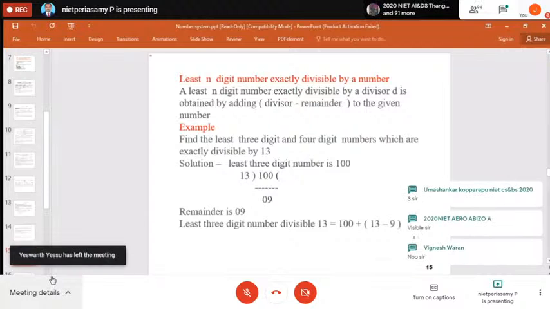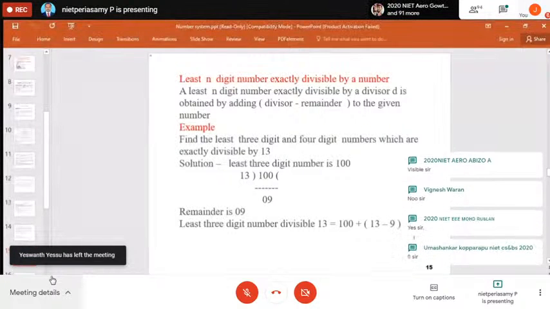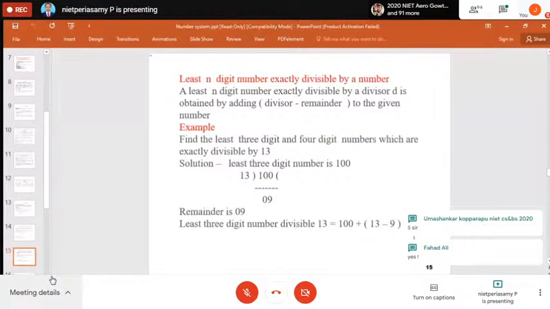Okay, so we just discussed the least n-digit number exactly divisible by another number. For example, we discussed finding the least 3-digit number and 4-digit number which is exactly divisible by 13.